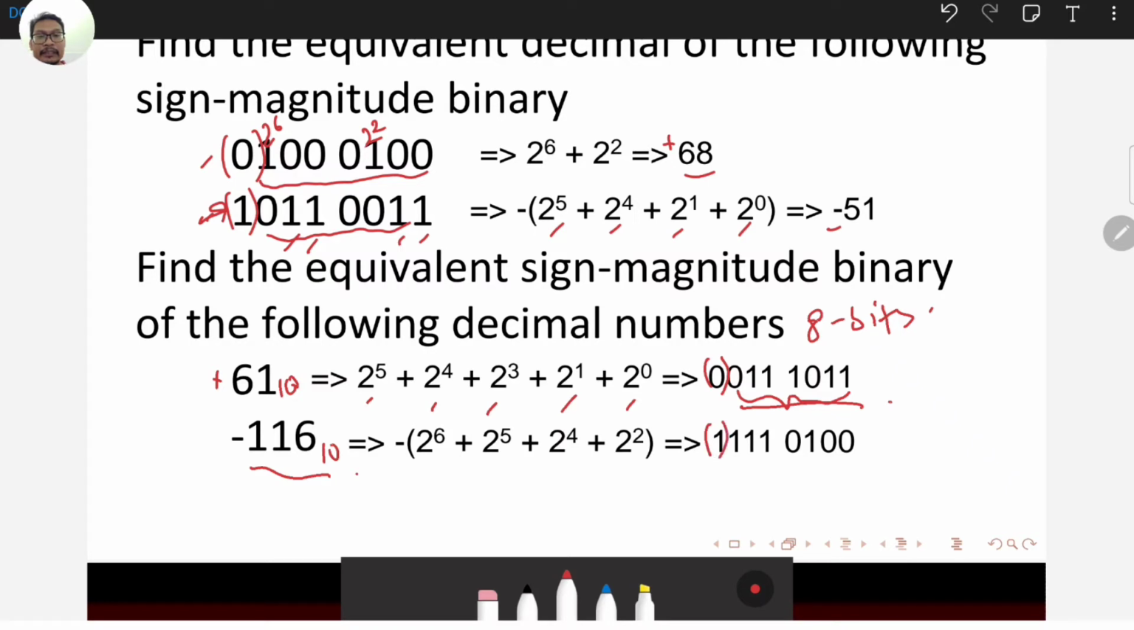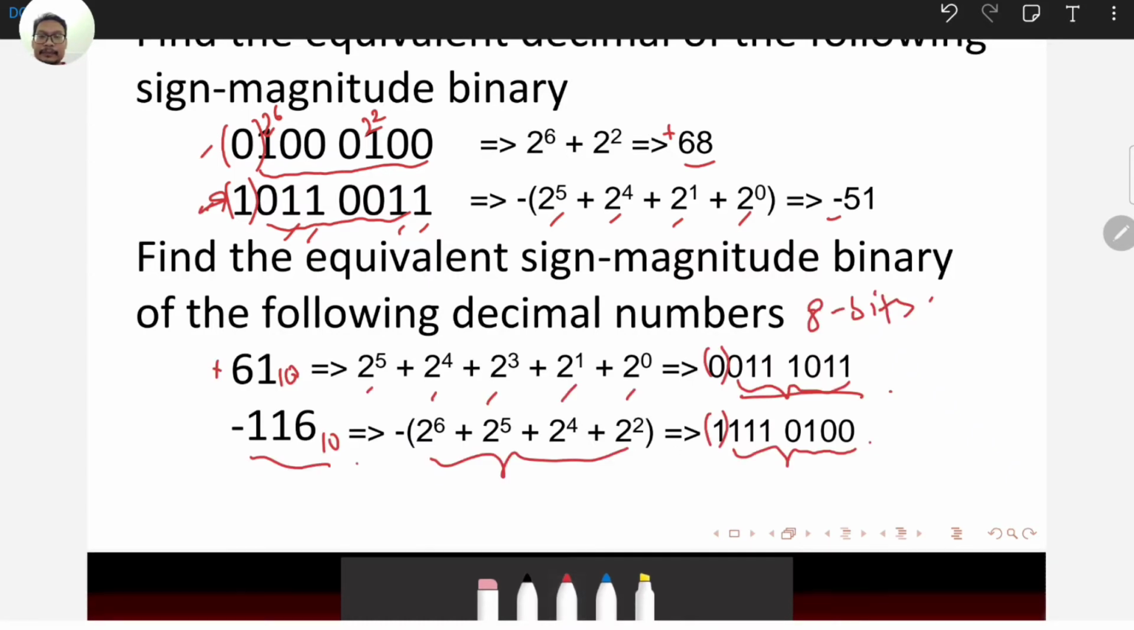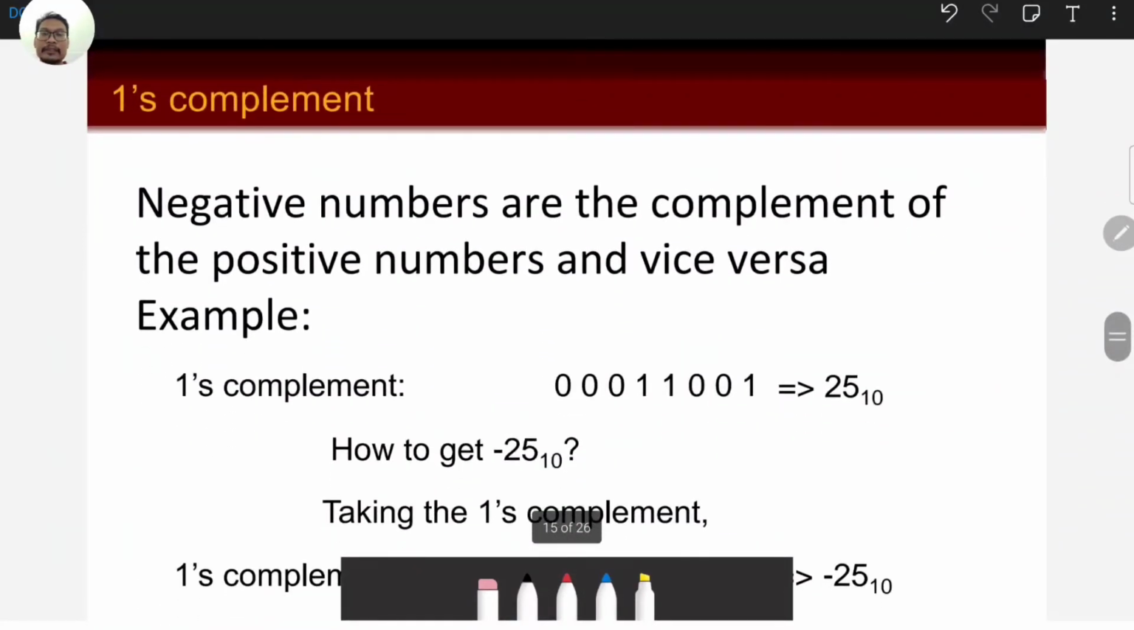Therefore, straight away we give a 1 on the MSB for the 8-bit, and the remaining bits should sum up to 116, which is 2 to the power 6 plus 2 to the power 5 plus 2 to the power 4 and plus 2 to the power 2. Okay, so that's sign magnitude. There are some issues with sign magnitude and also 1's complement. We'll see more about that later.